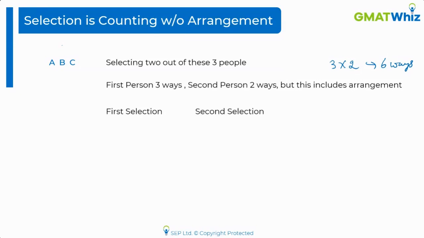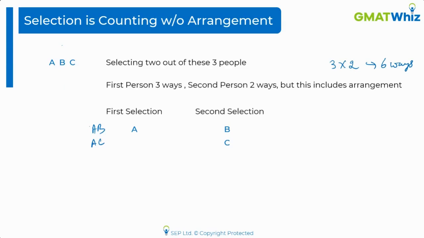Let me make it easy for you with the help of an example. Let's say in the first selection we choose A. Then in the second selection, we can select either B or C. If B is selected, then the 2 people selected are AB. And if C is selected, then the 2 people selected are AC. I think this is clear till this point. Let's move forward. I'm just making it logical, because I want every one of you to understand what is happening logically.